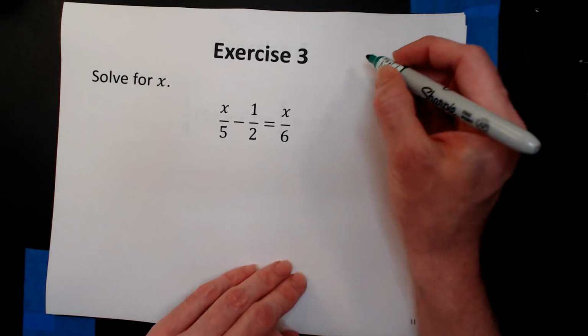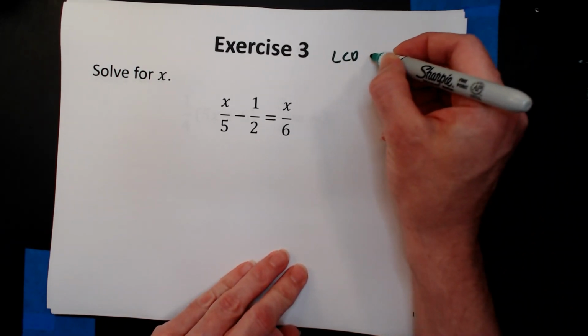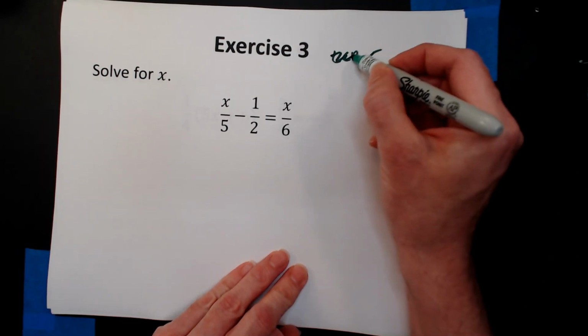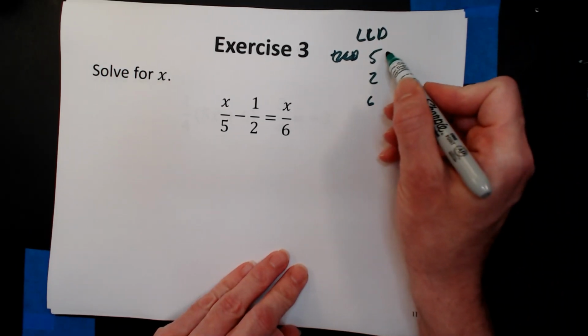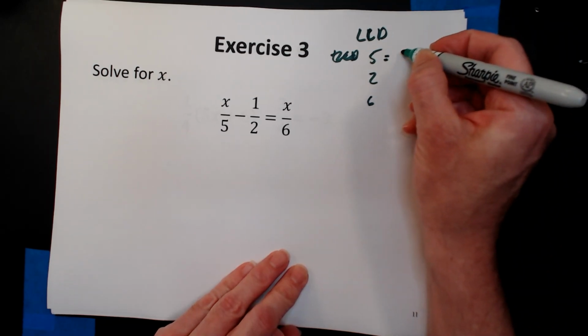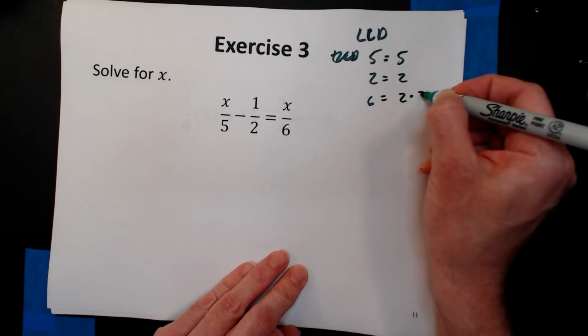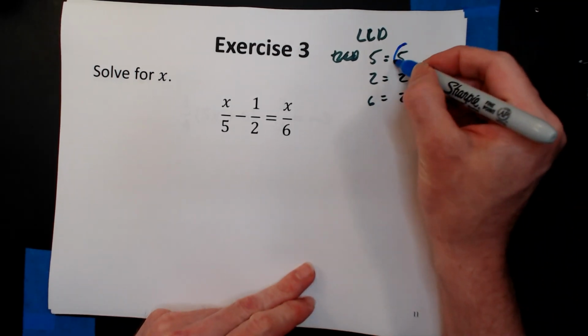So here I would do the same thing. I'd go off the side and I'd find the least common denominator, and I'd say 5, 2, and 6. Let me write that up here. Least common multiple of the denominators, same thing. And so 5 would be just 5, and 2 would just be 2, and 6 would be 2 times 3. So I'd have to go around and find the highest power of 2 or 5.